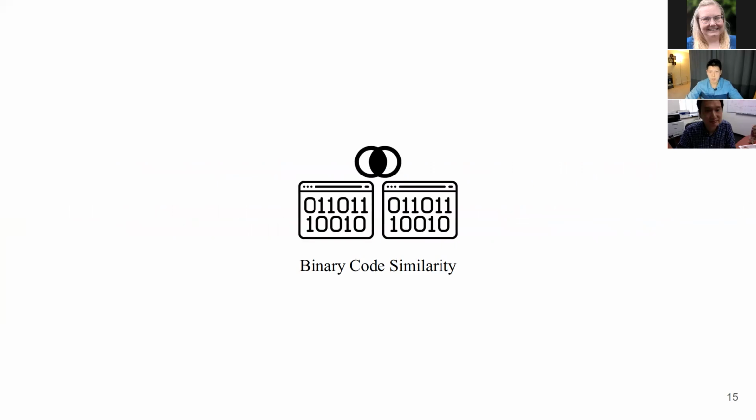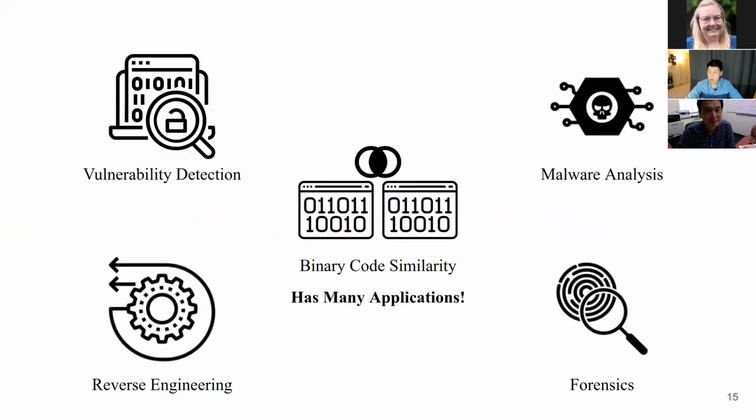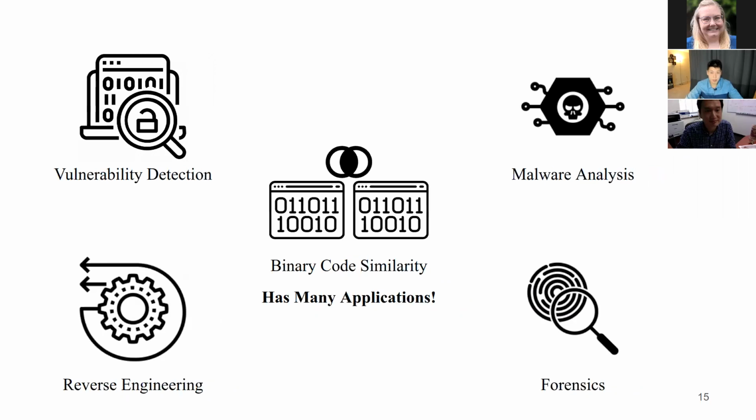Tracks handles the binary code similarity task, and binary code similarity has many security applications. For example, if you want to do vulnerability detection, you can use a vulnerable function as a query and search in a large set of firmware images and find similar code which has similar vulnerability. Or you can do malware analysis, trying to find the malware family of new malware variants. And it also helps with reverse engineering and forensics.